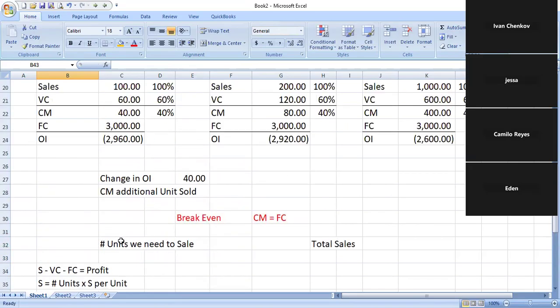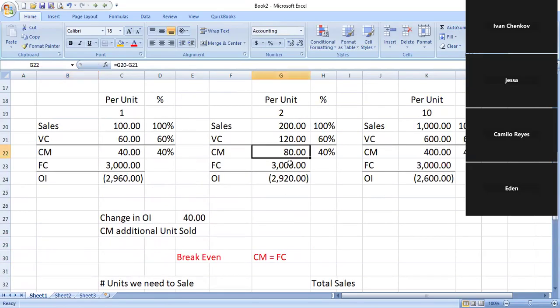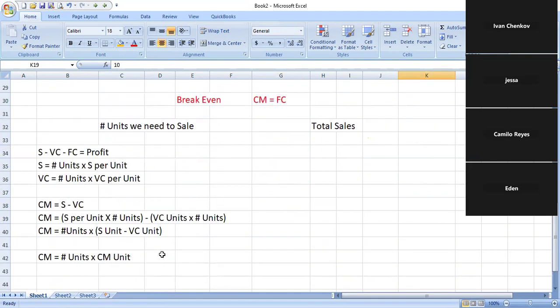Let's see if that's true. Here my contribution margin is 80. Why? Because my contribution margin per unit is 40 and I'm selling 2 units. Here my contribution margin is 400. Why? Because my contribution margin per unit is 40 and I'm selling 10 units. So this one makes sense.